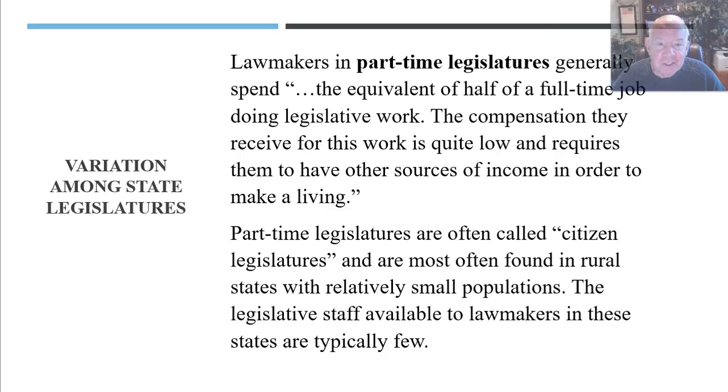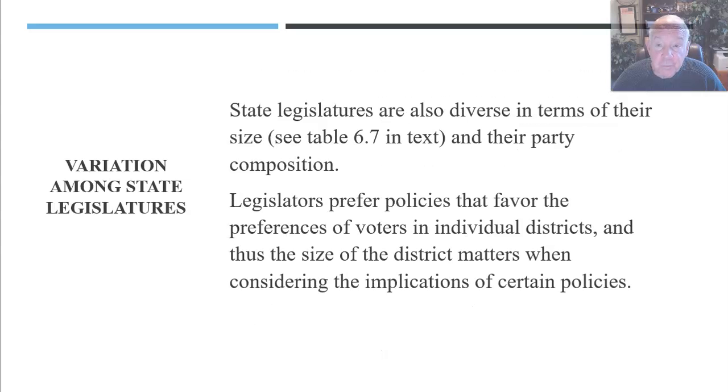Lawmakers in part-time legislatures generally spend the equivalent of half of a full-time job doing legislative work. The compensation they receive for this work is quite low and requires them to have other sources of income in order to make a living. Part-time legislatures are often called citizen legislatures and are most often found in rural states with relatively small populations. The legislative staff available to lawmakers in these states are typically few.